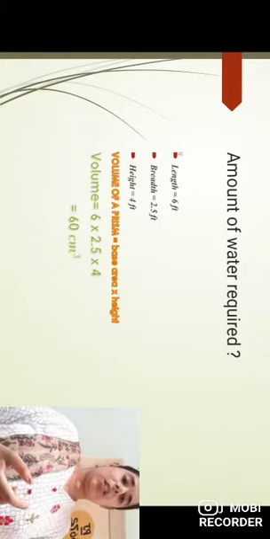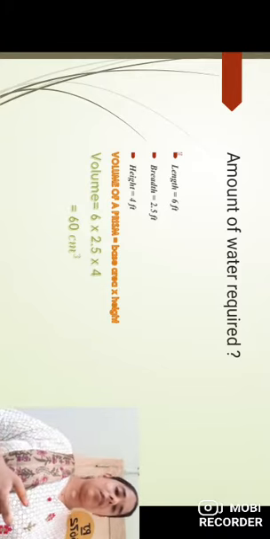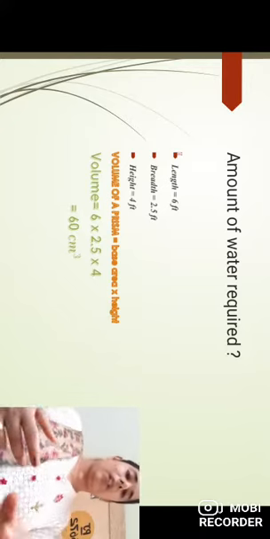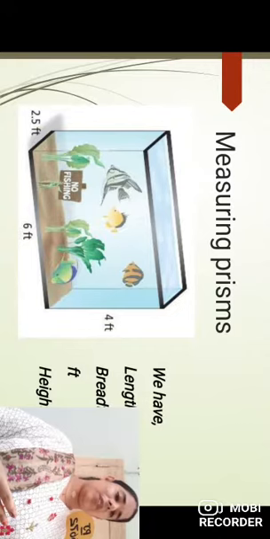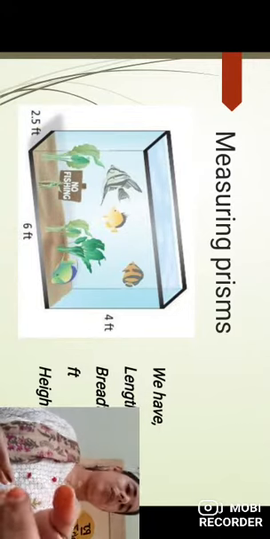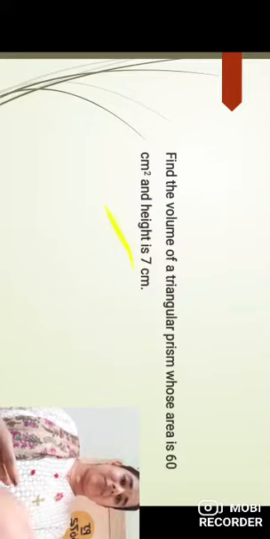So 6 into 2.5 into 4. That is the answer. 6 into 2.5 is the base area and 4 feet is the height. So into 4, we get the volume. Volume is 60 feet cube. Can we go to the next question?